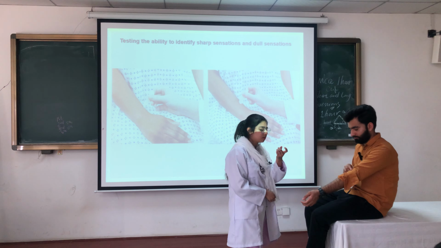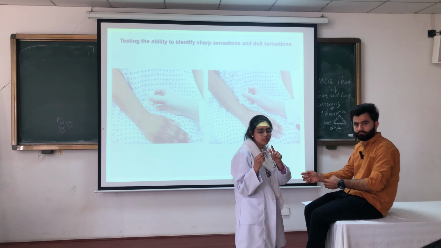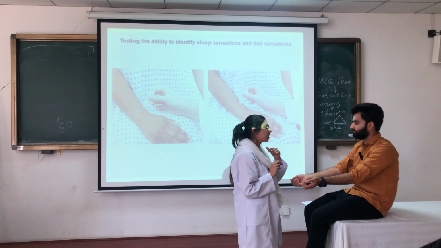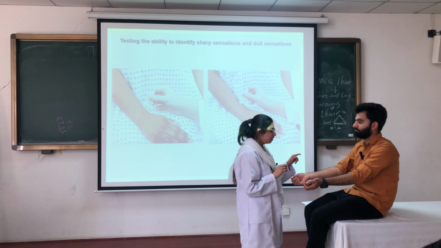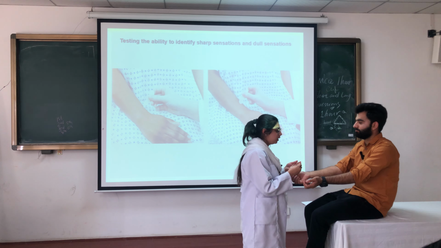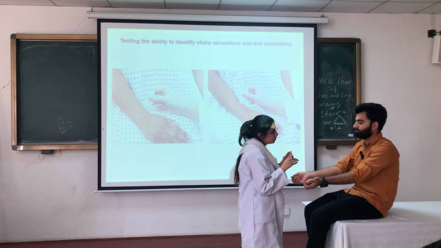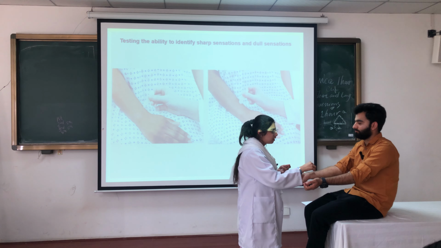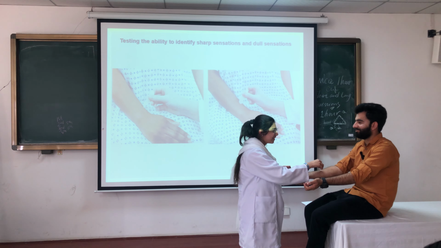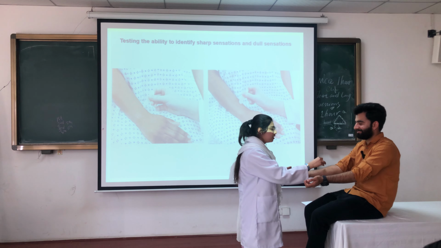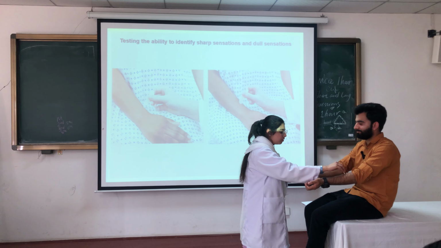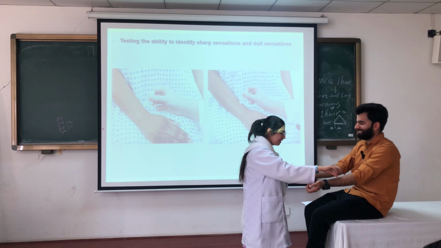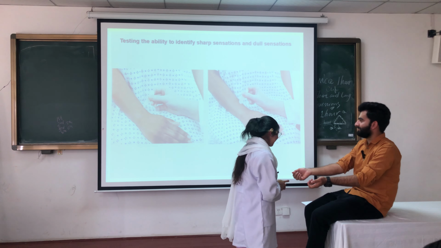Okay. So I'm using this cotton bud. From one side, it represents a dull sensation, and from the other side it represents a sharp sensation. Sir, can you please close your eyes and just let me know what you feel? Okay. If it is dull sensation, just say yes. If it is sharp sensation, just say no. What do you feel? Is it dull or is it sharp? It is dull. Okay. And on this side? Dull. And is it dull or sharp? Sharp. It is sharp. Yes. Sharp.